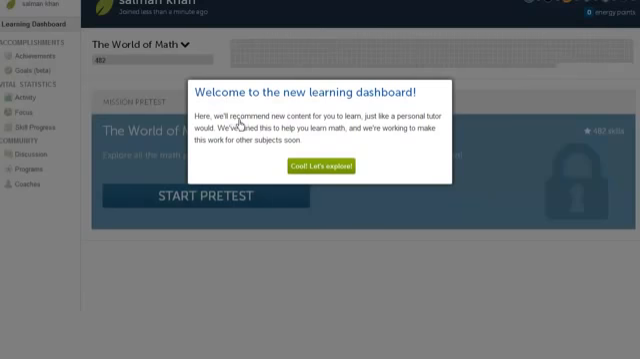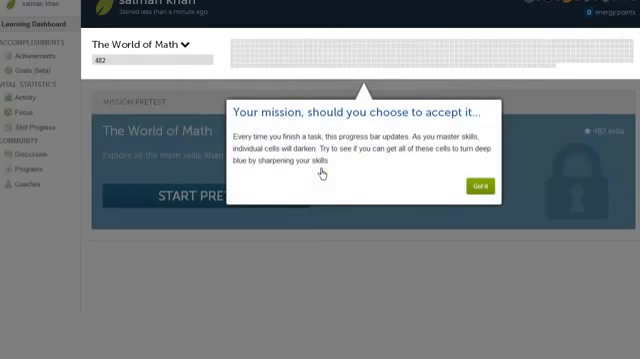So I'm a new user, and it gives us a nice little welcome message. And I say, cool, let's explore. So when you log in, you'll see this mission, the world of math. And right now, as we launch, that is the only mission that we have. And it'll essentially walk through all of the math exercises that we have on Khan Academy.